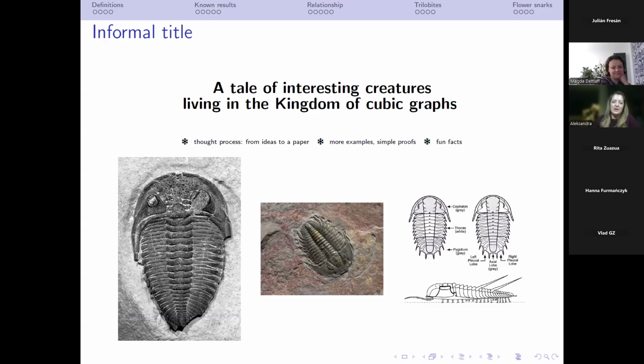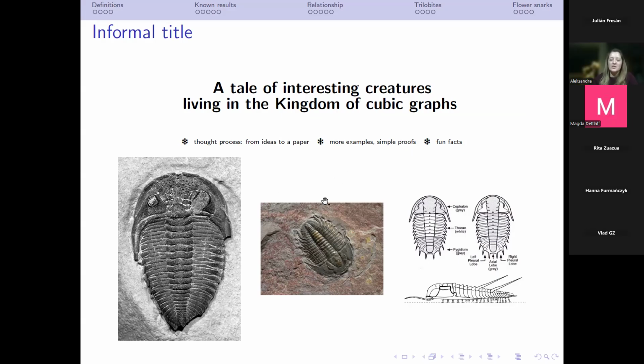So today I would like to tell you a tale of interesting creatures living in the kingdom of cubic graphs. And in this tale, I would like to present a thought process, how some initial ideas became a paper. So I will, of course, skip long proofs and harder ideas, but I will include some simple stuff.